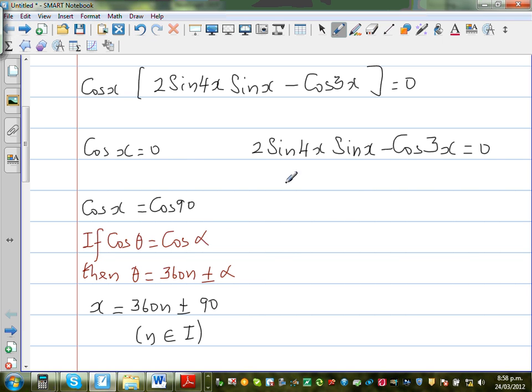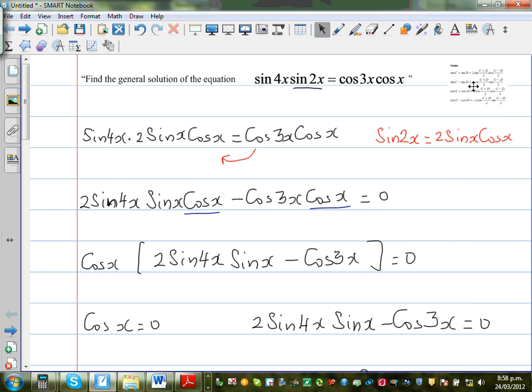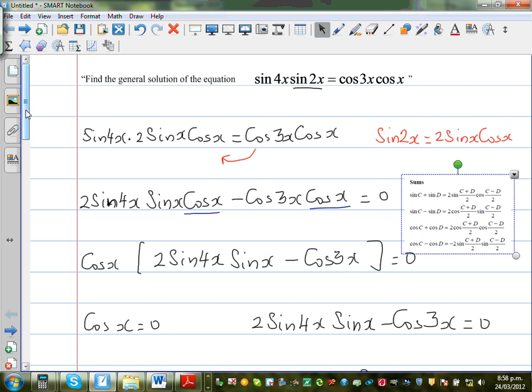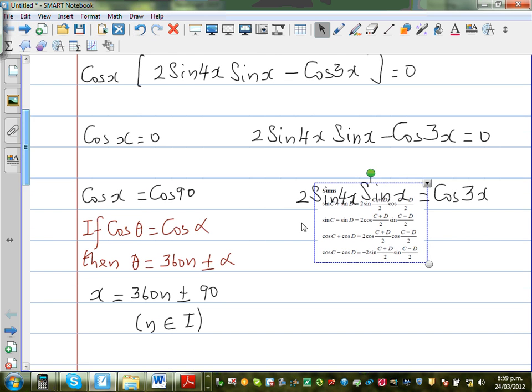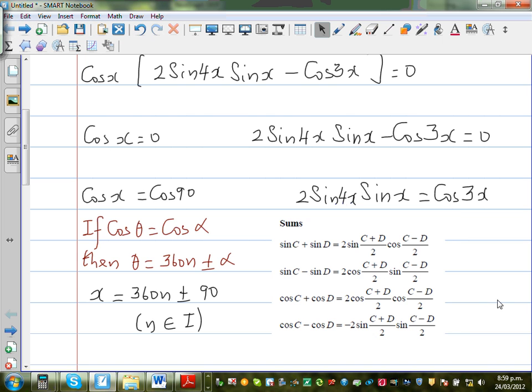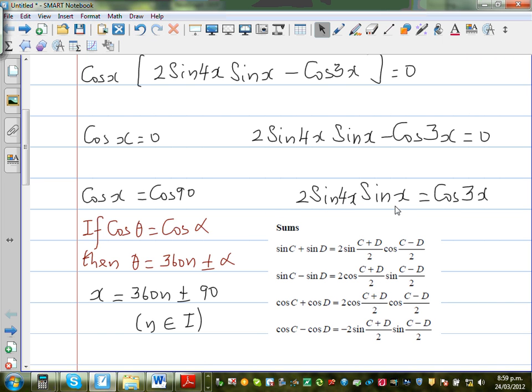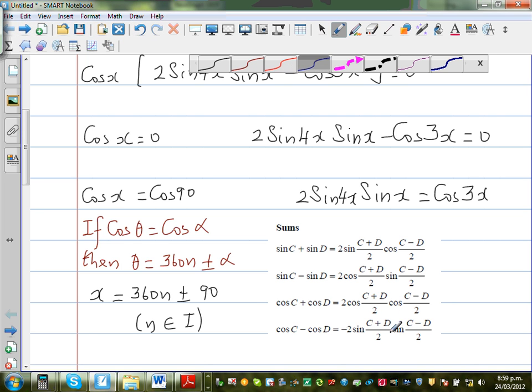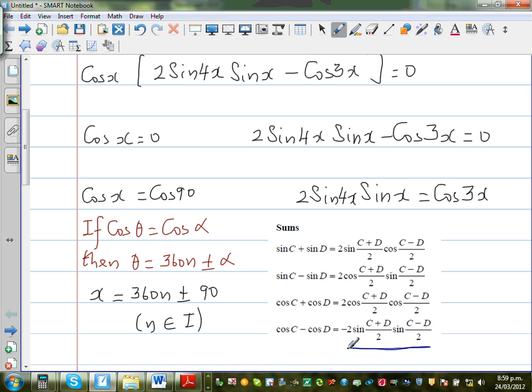Hopefully you know that. Okay, the next step, I'm going to add cos 3x on both sides. So I can say 2 sin 4x times sin x is equal to cos 3x. Now there's a sum formula. I copied and pasted this formula, so I want you to look at it. Let me bring it down. The next step is a bit tricky. If you look at this formula, you can see 2 sin 4x sin x. Now if you look at this formula from left to right, this can be compared with 2 sin 4x sin x.